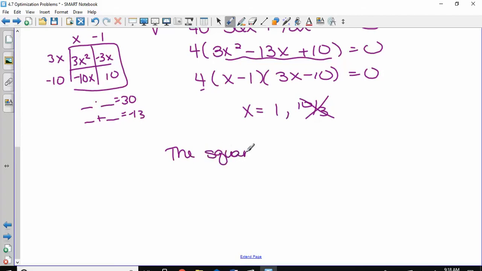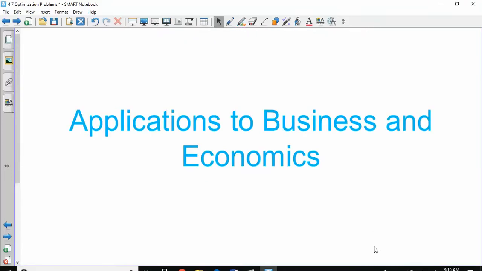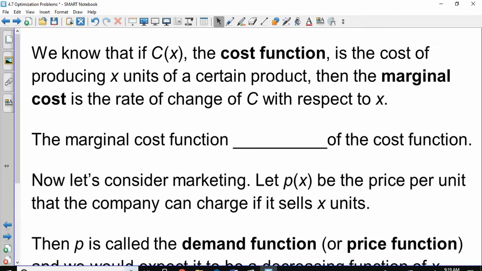So, squares should have sides 1 foot long. Or you should be taking off 1 foot on each end or something like that. Used is a lot of applications with business and economics. One reason why a lot of business majors have to take calculus.